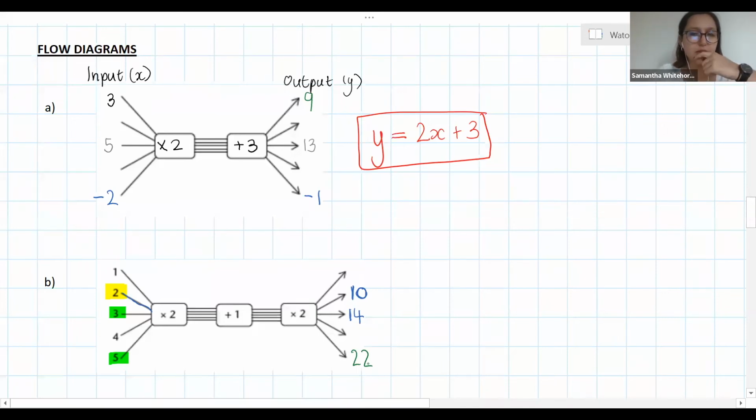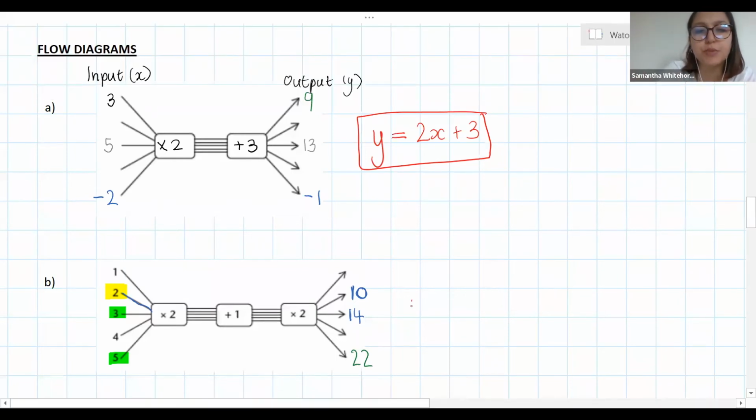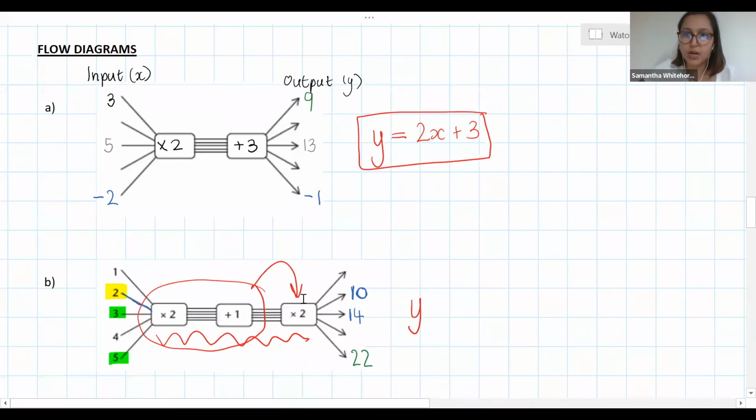Now, this one's a little tricky, so I need you to just take a second and think carefully about this. What would the equation or the general rule be for this one? The reason I'm saying I want you to think a little bit is because bear in mind what these operations were. We times by 2, we added 1, and then we took that whole answer and we multiplied it by 2. So give it a try, and then let's see what we get. Don't stress too much if you don't get it. It is a tricky one, okay?